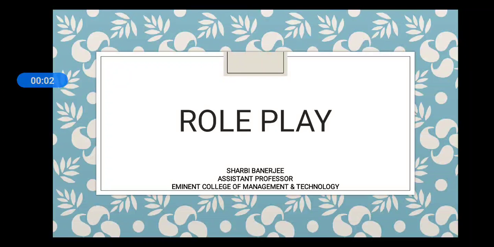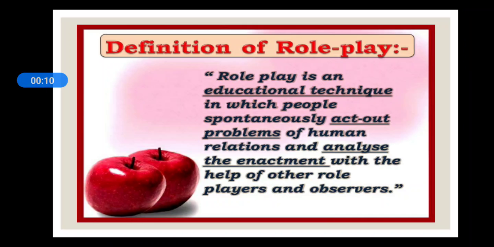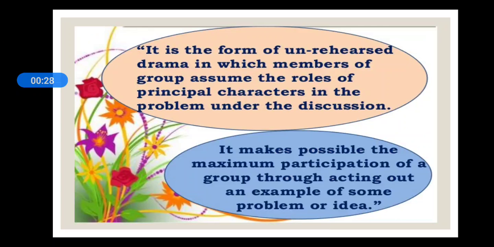Students, in today's business presentation and language lab class, we will learn about role play. So, what is the definition of role play? Basically, role play is an educational technique in which people spontaneously act out problems of human relations and analyze the enactment with the help of other role players and observers.